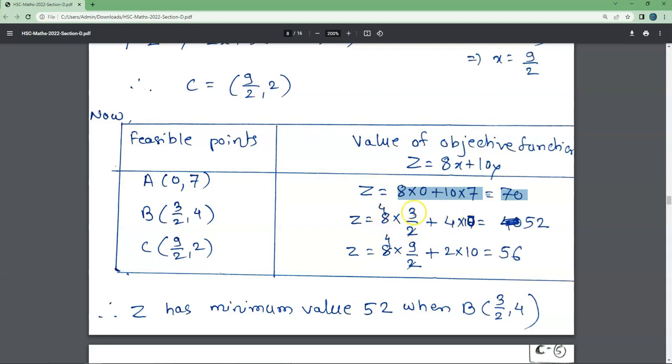2 4s are 8, 4 3s are 12, 10 4s are 40, 40 and 12 is 52. And then (9/2, 2) is the third point. So Z: 2 4s are 8, 4 9s are 36, 36 plus 20, that is 56. So which is the minimum value? 70, 52, 56, 52. So we should simply say Z has a minimum value 52 when B is equal to 3/2 and 4.